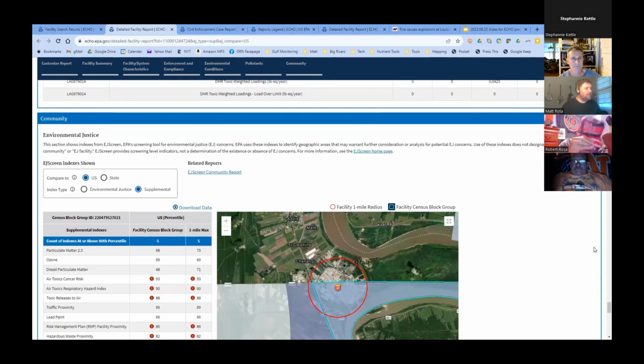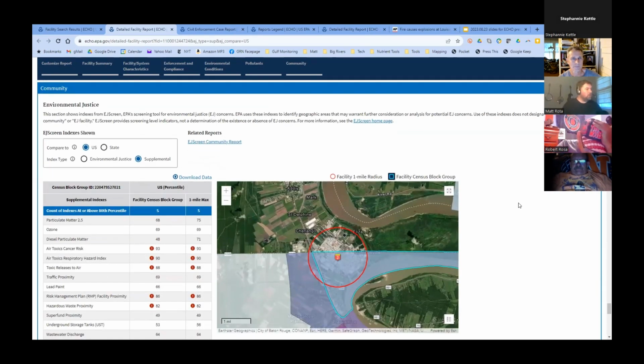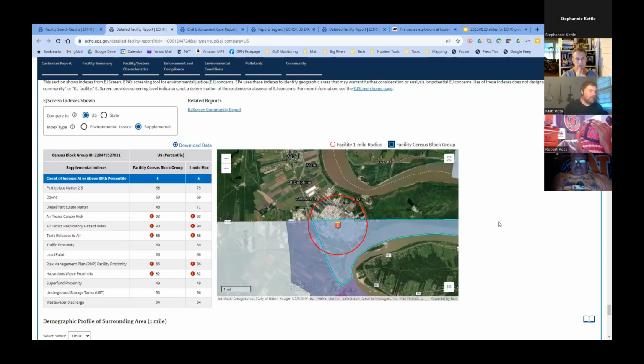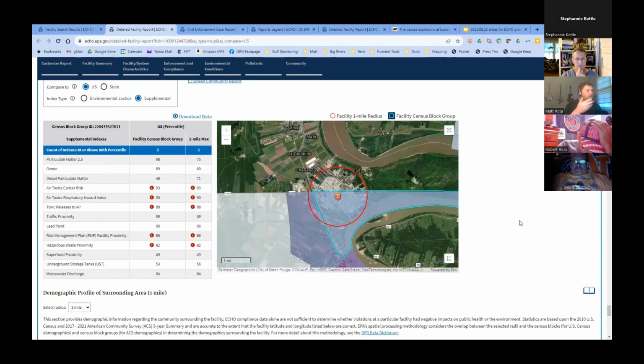And then you can also look at environmental justice data, and then I'm going to be handing it over to Christian. But this is also really interesting and really important, that it gives you the demographic profile of the surrounding area, and you can change that. This is 1 mile, and you can change it up to 5 miles, right?